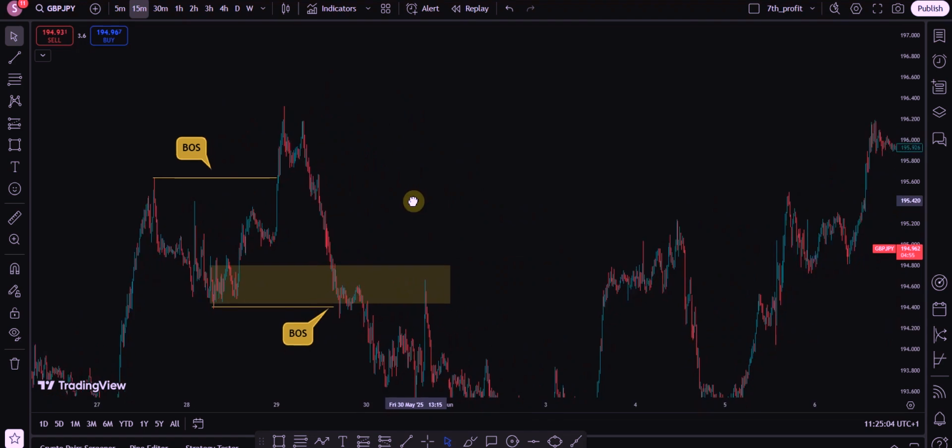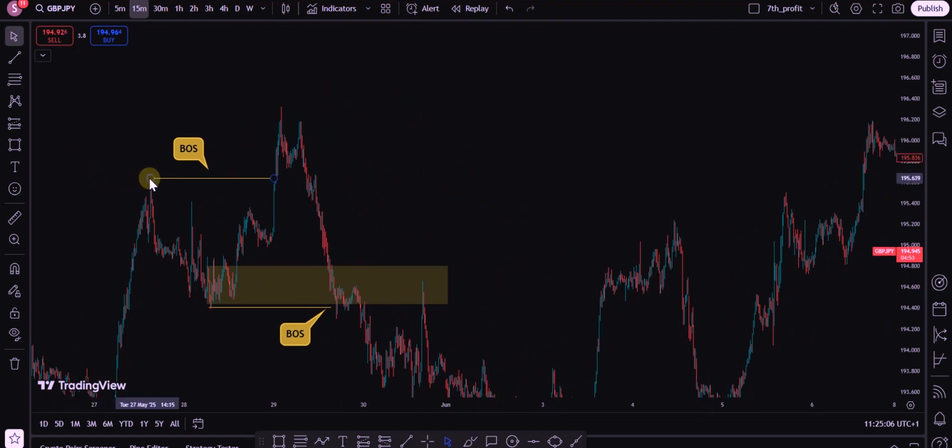So as you can see right here, we have a break of structure to the upside. Then the market aggressively moves to the downside. It breaks the recent low. We have a bullish break of structure here, and we have another bearish break of structure.